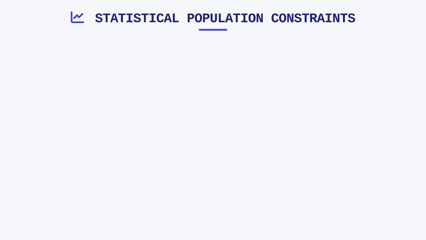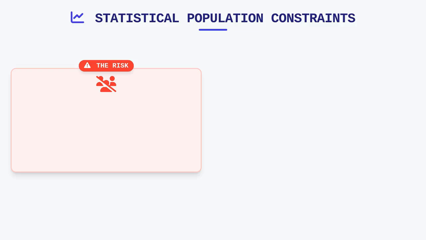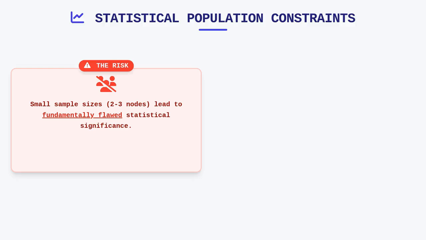A critical technical constraint you must respect is the minimum population size required to perform these statistical calculations. If you attempt to run an outlier detection on a group consisting of only 2 or 3 nodes, the statistical significance of your results will be fundamentally flawed.